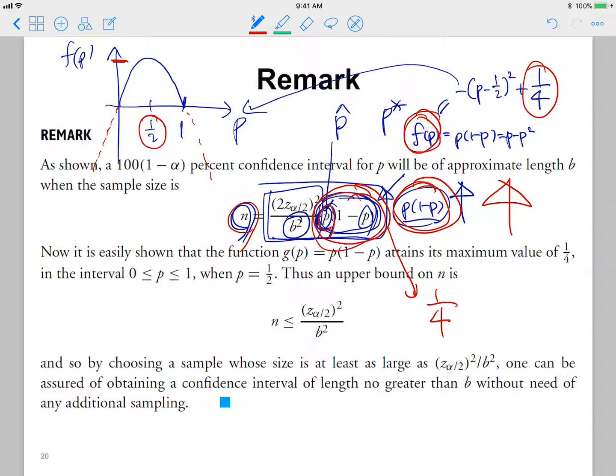So if we plug in 1 over 4, we obtain this value, because we can cancel out this 2 squared. That way we can solve problems where you have to find the number of required samples in these Bernoulli cases.